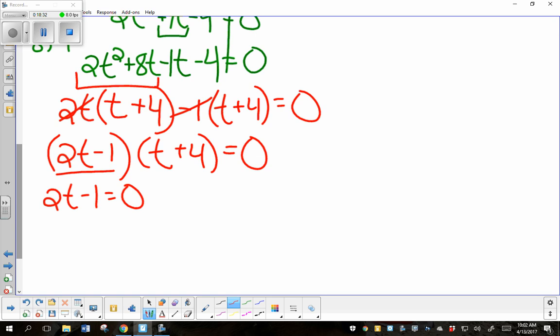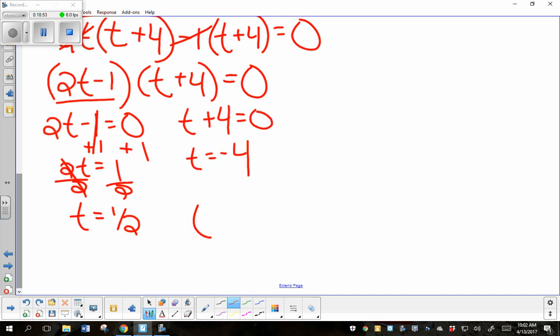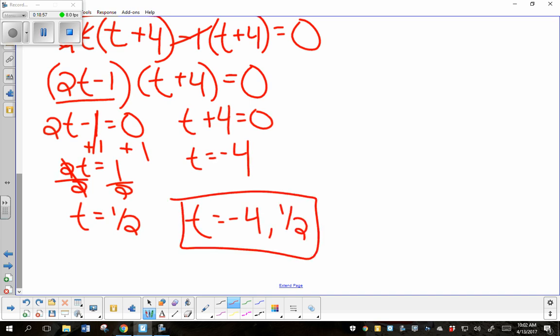A half. And if you weren't sure, you can solve for t. You can do plus 1. So 2t equals 1. 0 plus 1 is 1. Divide by 2. So t is a half. So there's one of our answers. And what makes t plus 4 equal 0? Yeah. So there's our two answers. So t equals negative 4 and a half. That was nice.